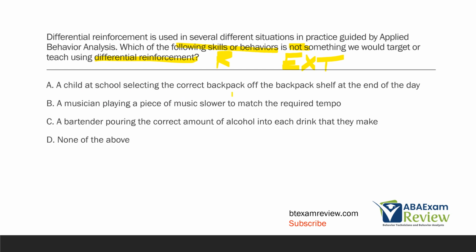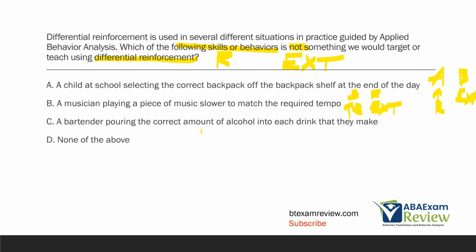A child at school selecting the correct backpack off the backpack shelf at the end of the day. Well, if we had backpack A and B, and we needed the child to select A, we would reinforce that and put this on extinction. That's differential reinforcement. Looks pretty good. B, a musician playing a piece of music slower to match the required tempo. If we had a musician playing slow versus fast, we would reinforce this, put this on extinction. Also looks pretty good for differential reinforcement.